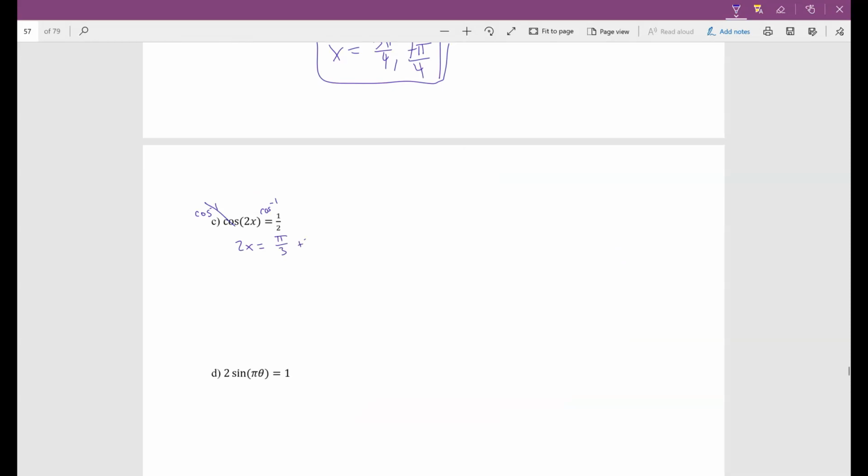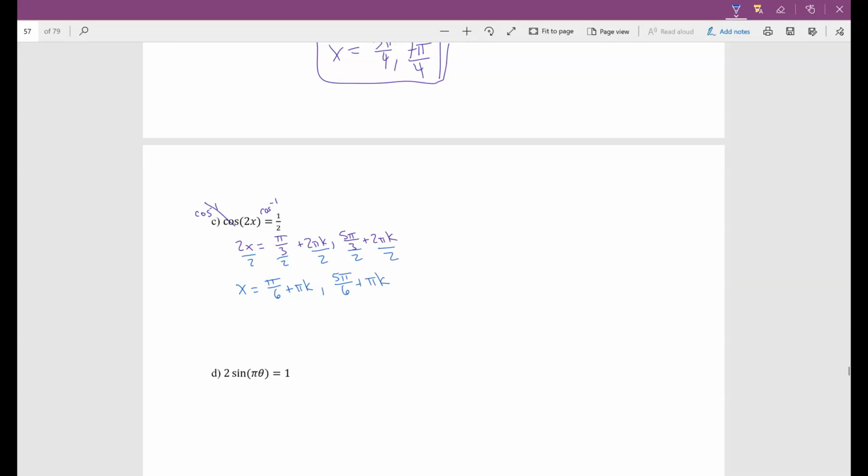Now I'm going to add plus 2 pi k. I know that we only want the solutions between 0 and 2 pi, but I'm going to add 2 pi k just in case I'm missing any of them. Now I'm going to get rid of this 2 in front of it, so I'm going to divide everything by 2. So x in this case is going to be equal to pi over 6 plus pi k, and then the other one is going to be 5 pi over 6 plus pi k.